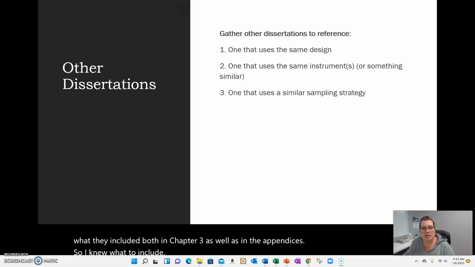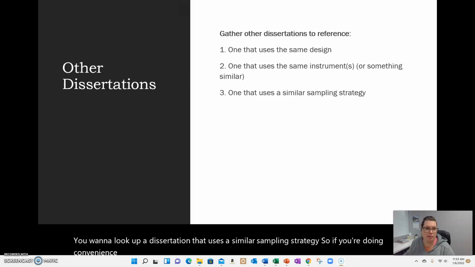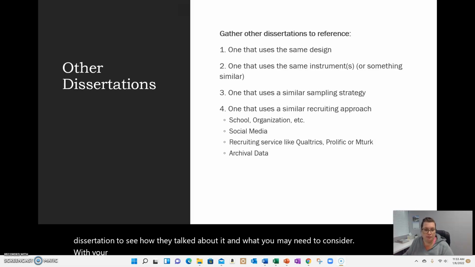You want to look up a dissertation that uses a similar sampling strategy. So if you're doing convenience sampling, probability sampling, purposive sampling, you want to look up another dissertation to see how they talked about it and what you may need to consider with your sampling strategy.